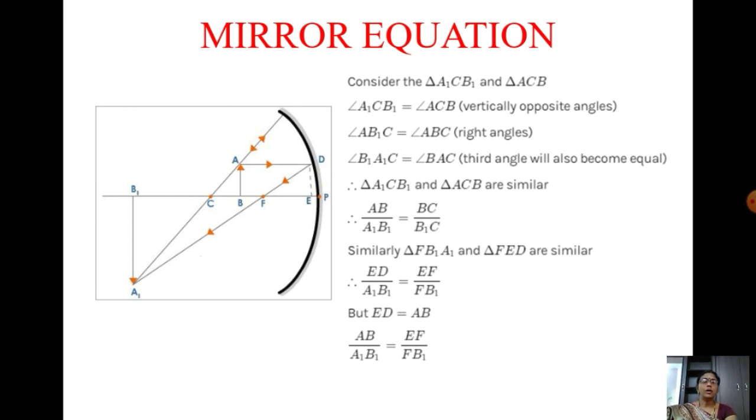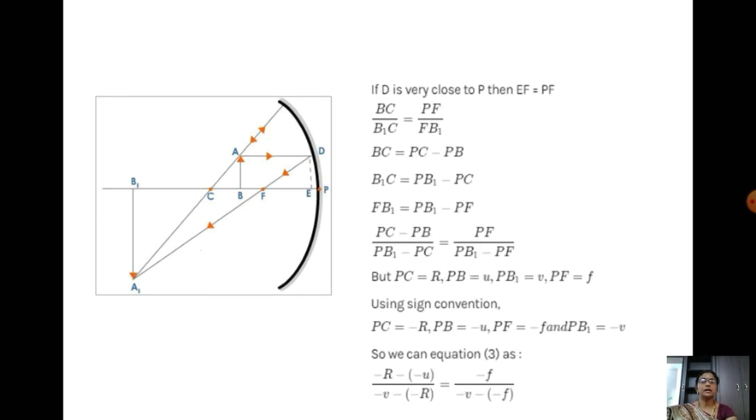Now, in these first and second equations, the left hand sides are equal, so the right hand sides will also be automatically equal. So I can write BC by B1C is equal to PF by FB1. How can I write PF instead of EF? Because D is very close to P, instead of EF I can write PF.